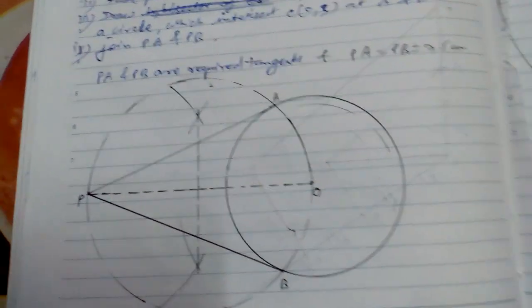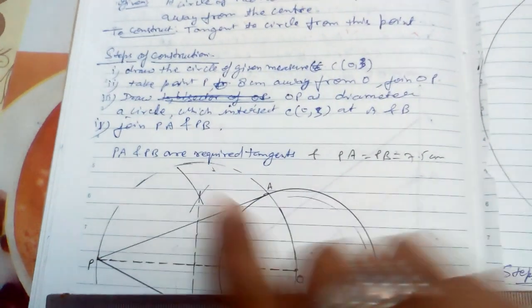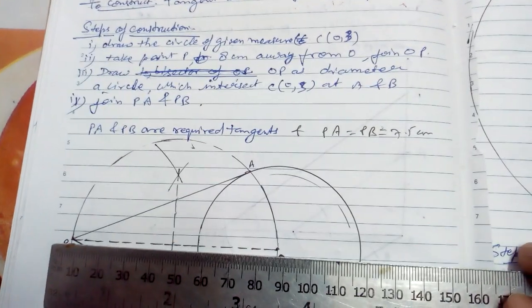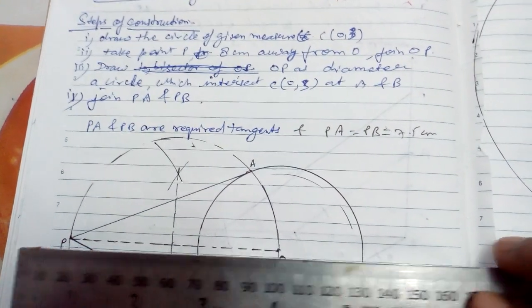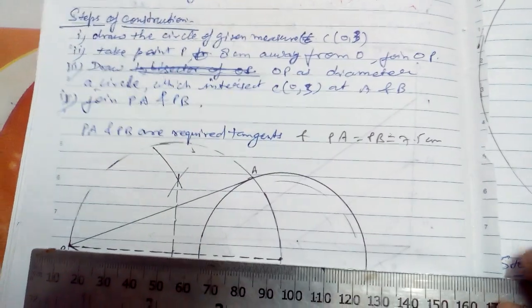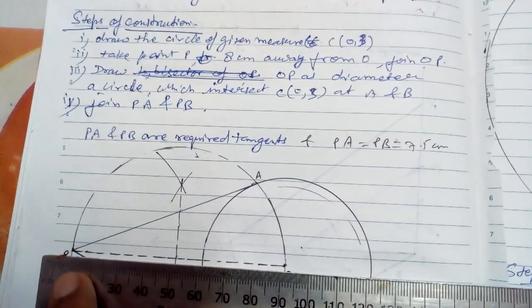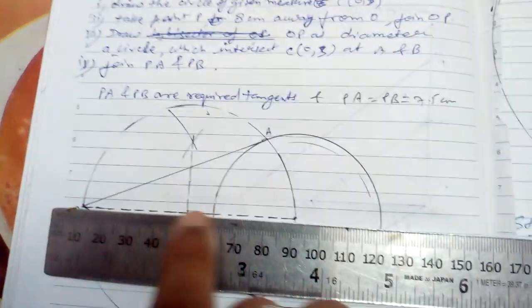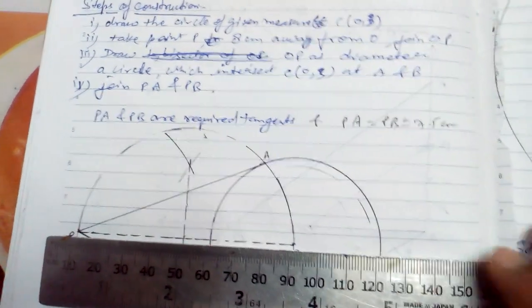Then, from the scale, second step, take a point P 8 cm away from the center. From here I am taking a point 8 cm away. It is 8 cm, P. Join OP.